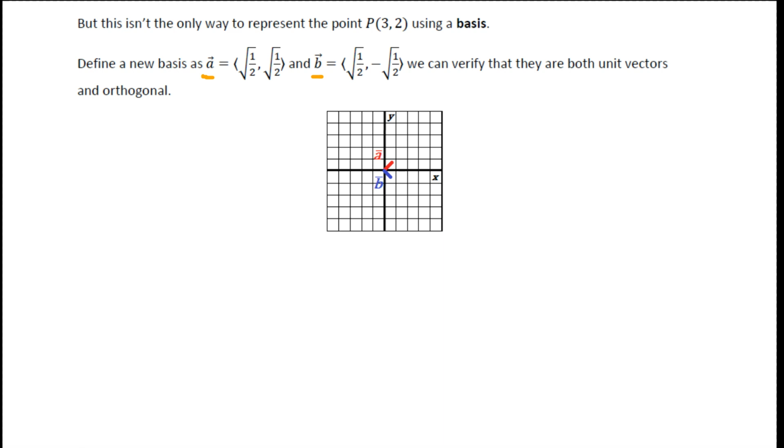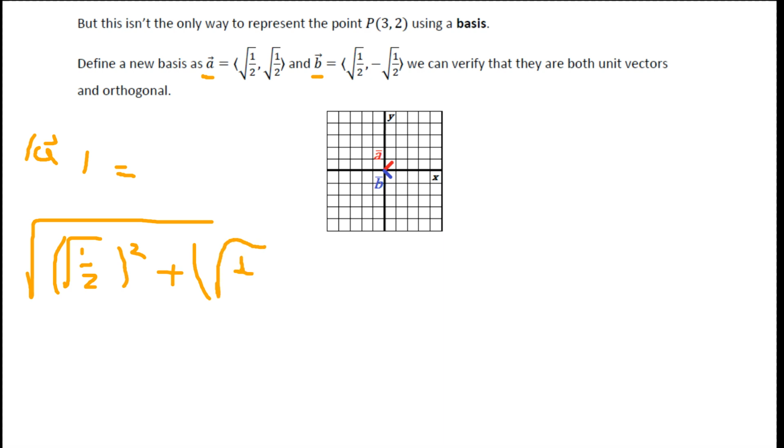Now, in this case, we can easily verify that both of these are going to be unit vectors. I'll do it really quick for the magnitude of a. It's the square root of each component squared, so we take the square root of (√(1/2))² plus (√(1/2))². But what's going to happen when I square the square roots? They're going to cancel. I'm just left with 1/2 plus 1/2, which is 1. The square root of 1 is just 1. Obviously, the magnitude of a is 1. You can easily verify that with b as well.